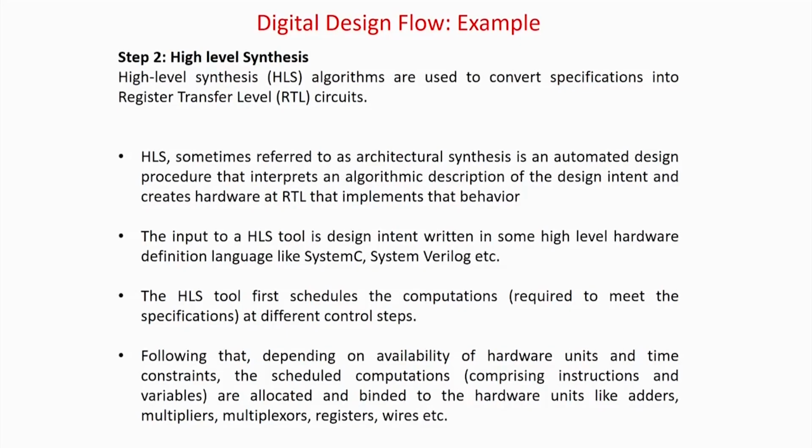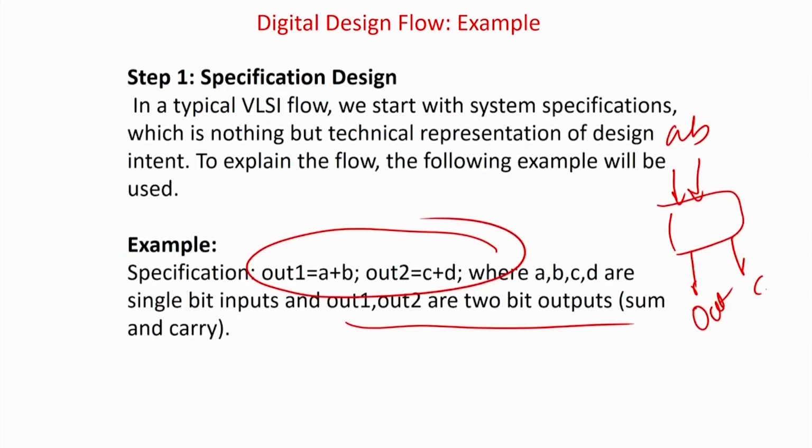But if I say that A and B are 32 bit, then at least some more thought goes in: it could be a ripple carry adder or a carry look-ahead adder, depending on speed, frequency, etc. So more complexity and more sophistication will come over here.